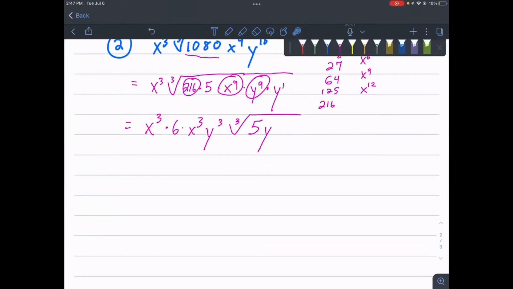On the outside, x to the third and x to the third, we can put those together. I'm going to go ahead and put the 6 out front, and then the 2 x's together give you x to the sixth.